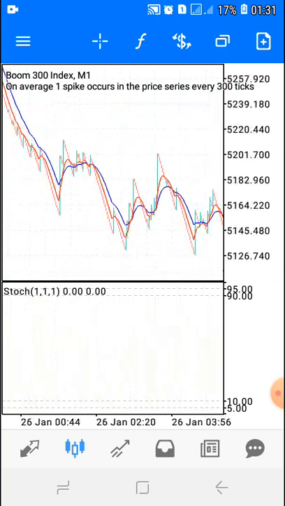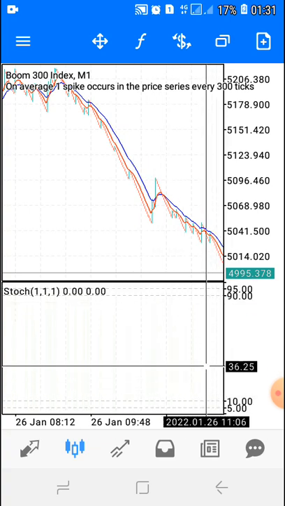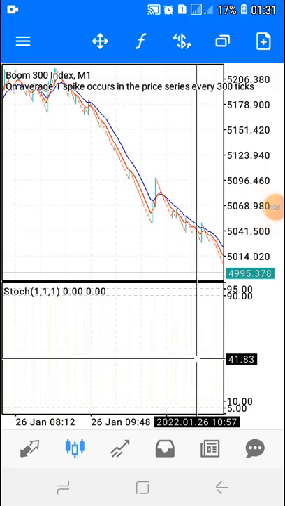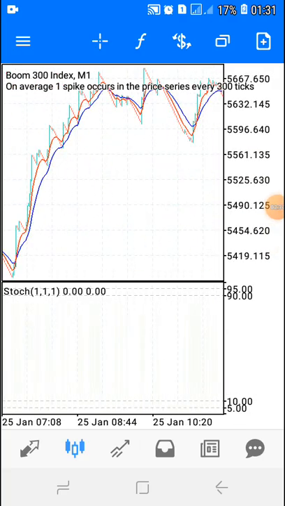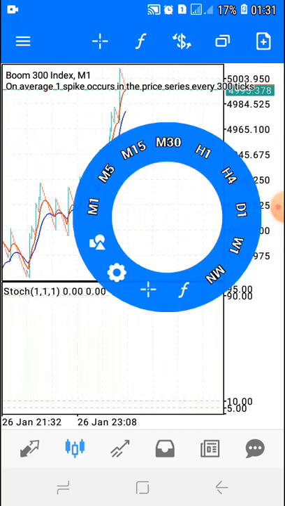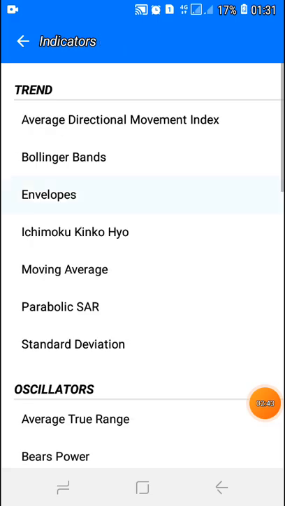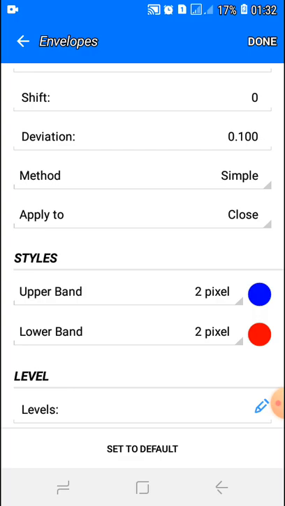As you guys can see, we have our 90 and 95 level, and then we have our 10 and 5 level on the chart. The next thing we're going to do is add another indicator, and that indicator is the envelopes. Make sure that your period is 3, shift zero, deviation 0.100, method simple, apply to close, upper band 2 pixel blue, lower band 2 pixel red, no levels needed.